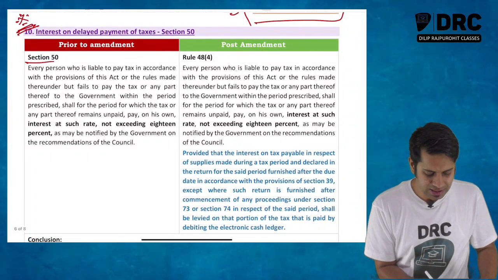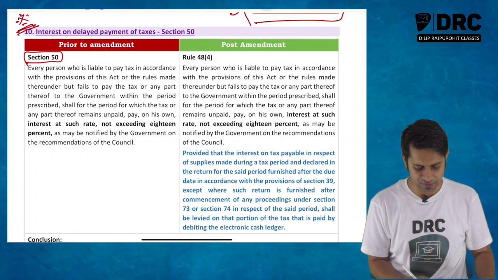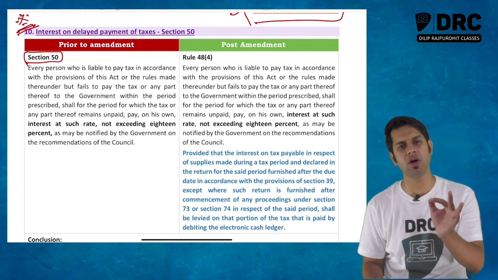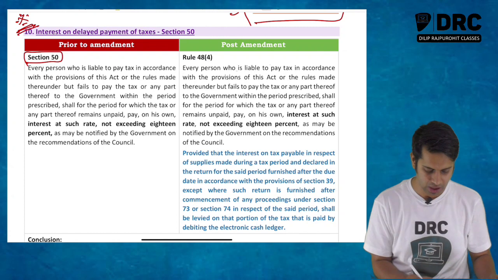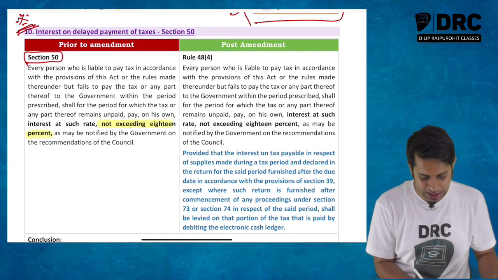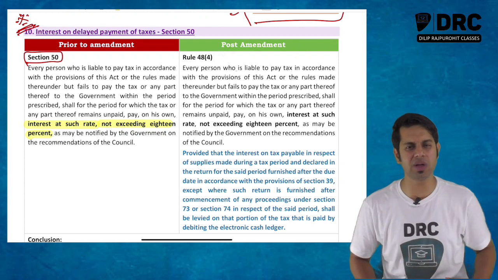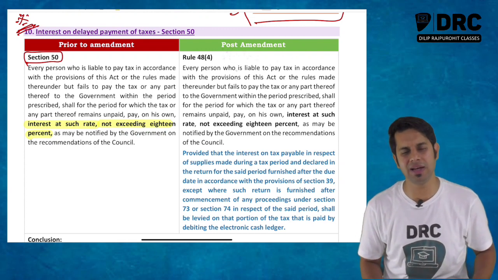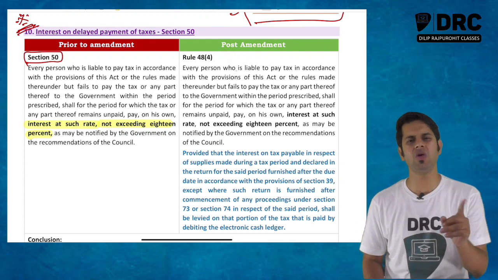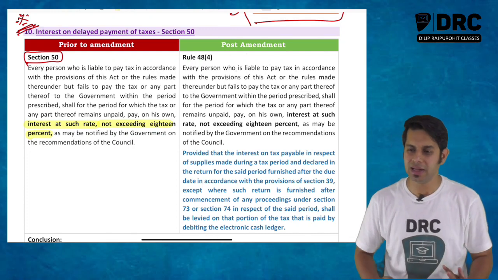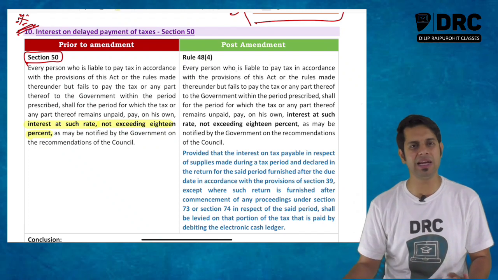Now, there is something called Section 50. Section 50 is telling that if you are not filing your return within the due date, you are required to pay interest on that particular tax. Not taxes at 18%, sorry, you are required to pay me interest. That interest is required to be calculated at 18%.